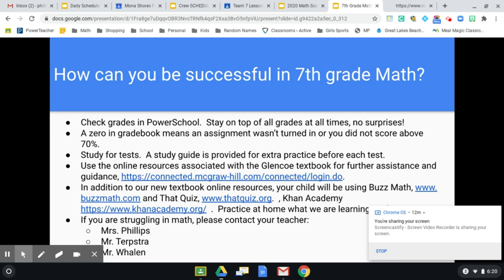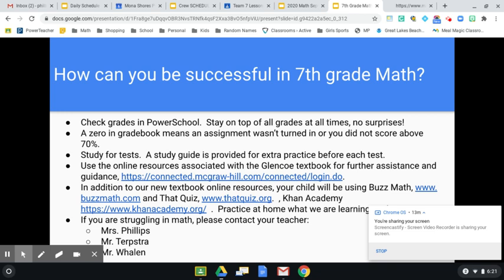A 0 in the grade book means an assignment wasn't turned in or you did not score above 70%. So as we go through the chapters and we do those quick checks and those assignments, if there was a 0 put in, it's because it was currently missing. We don't have it, you didn't do it. So make sure that you do go back and look at that and get that assignment or quick check in. And also that your goal is to get 70 or above. So if you're scoring a 60 or a 50, it's not going to go into the grade book. We're asking you and encouraging you to make sure that you retake and get 70% or above.